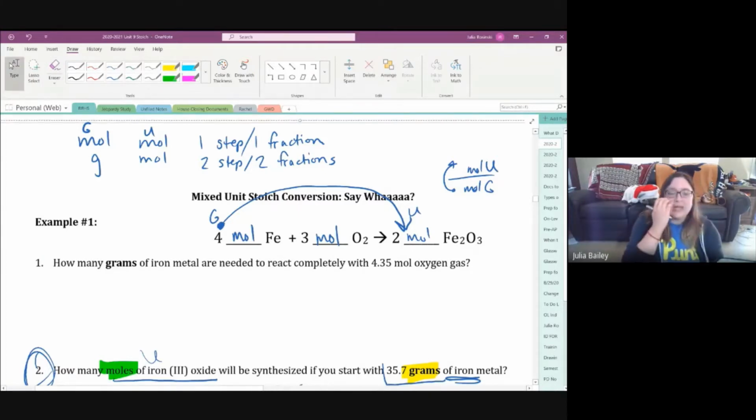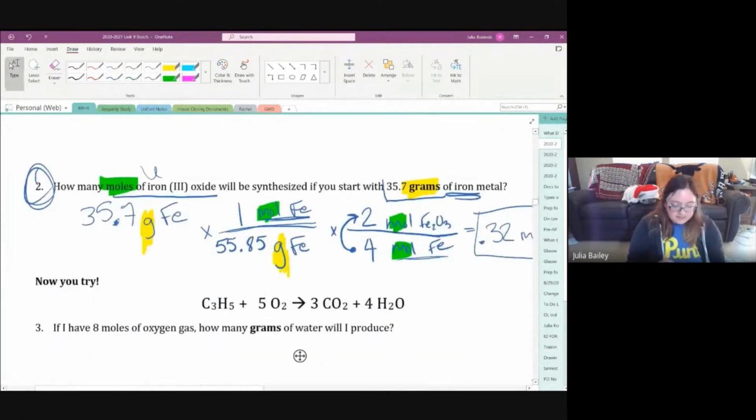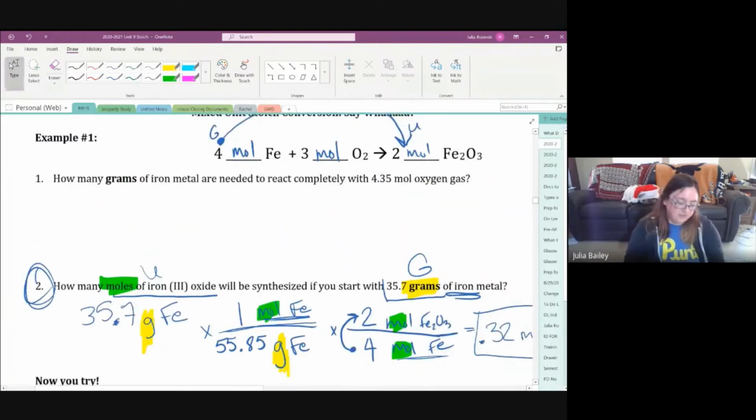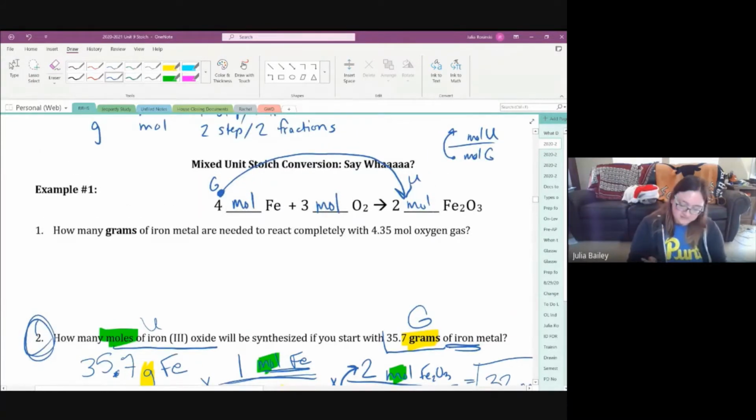You get it. Anyway, how many grams of iron metal are needed to completely react with 4.35 moles of oxygen gas? Last video, we did a problem where the given was grams and the unknown was moles, and now we're gonna do it backwards. I told you I would skip to the next video, and now it's the next video, so now we're gonna do it. This time we have a given of moles and an unknown of grams, and we're gonna have to convert that.